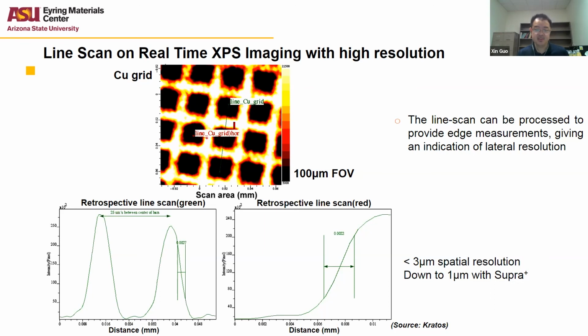If we draw another line right here across the half edge of this copper grid, we can measure the intensity difference between 20 and 80% to get a lateral resolution less than 3 micrometer. And here we measured it's around 2.2 micrometer. And we can even go down further to 1 micron with Supra Plus.